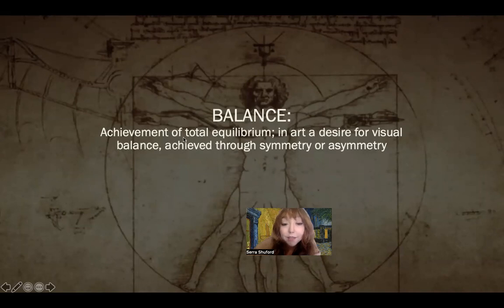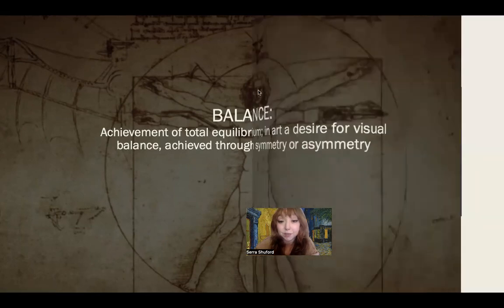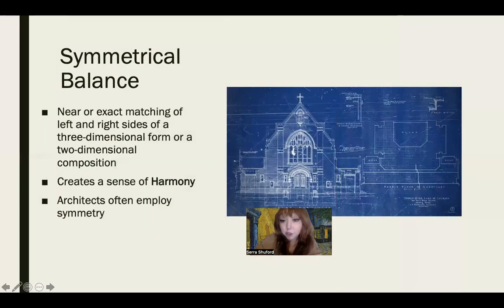So the achievement of total equilibrium in art, a desire for visual balance, is achieved through symmetry or asymmetry. Symmetrical balance is when near or exact matching of the left and right sides of the three-dimensional form or two-dimensional composition exists. It creates a sense of harmony. It can also allude to a sense of stability and power and importance.